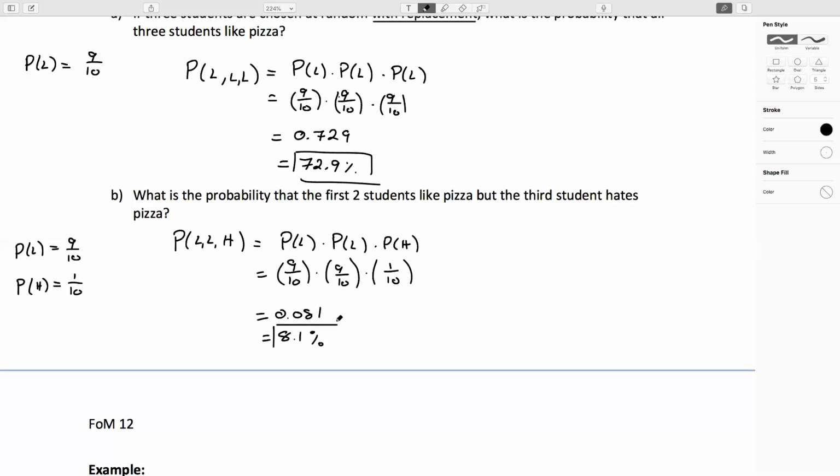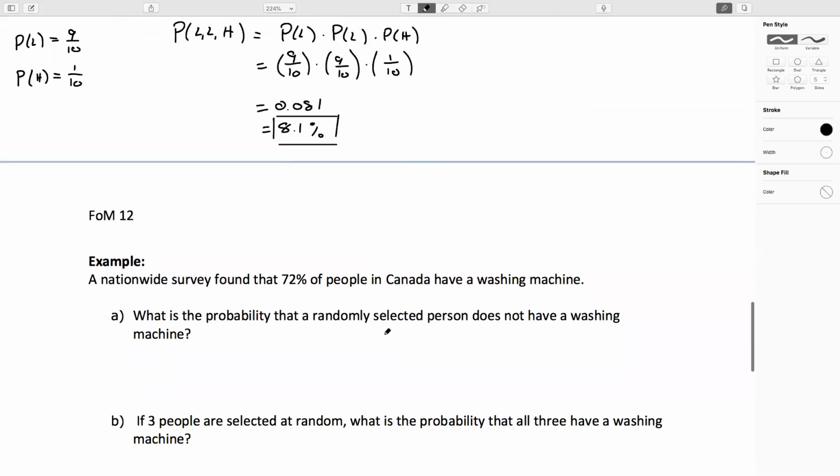Now, just to clarify, 8.1% is the probability we're going to get like pizza, like pizza, and then the third person's going to dislike. If we had already surveyed the first 2 people and we just wanted to know the probability that the next person dislikes pizza, well, it's 1 over 10. It's always the same. But this particular combination is only 8.1%.